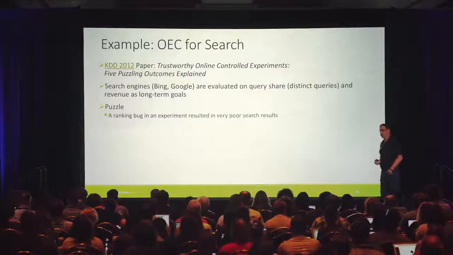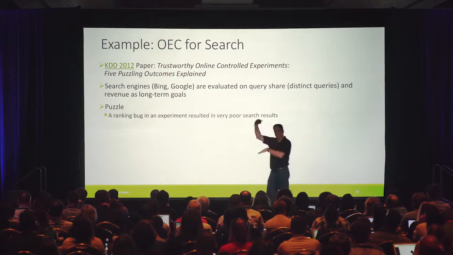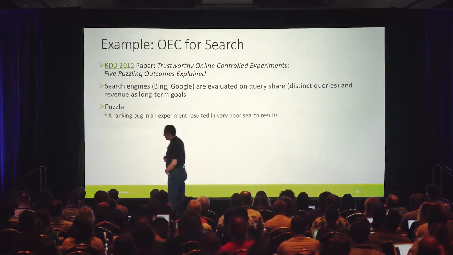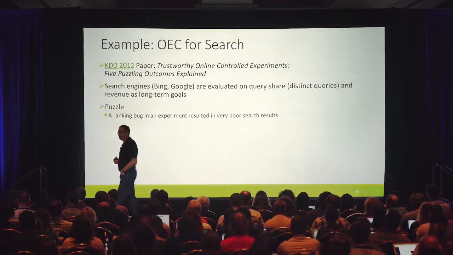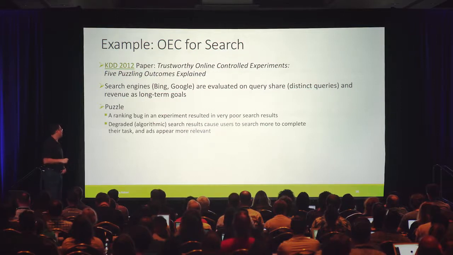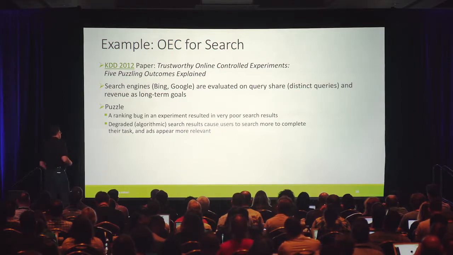Okay, so here's something that happens. There's a bug being introduced into the system. The ranker that shows which top results to show on the page has a really serious bug, and the results are very poor. What do you think happens? Well, algorithmic results degrade because users have to search more right now, right? So you'll see people doing more queries because, my God, I can't find my answer in the top 10.